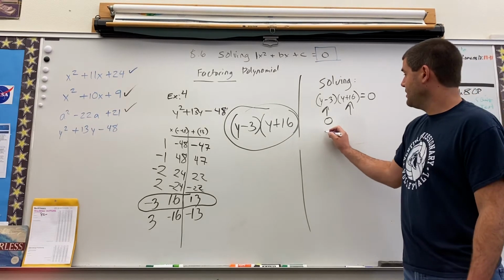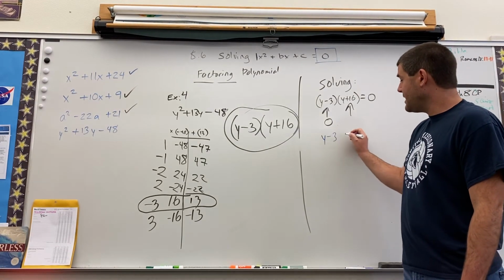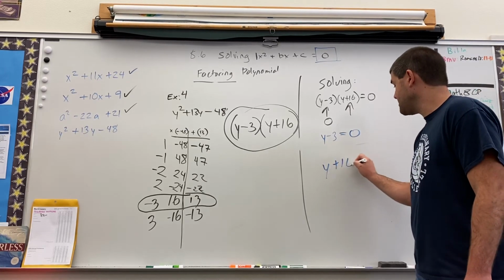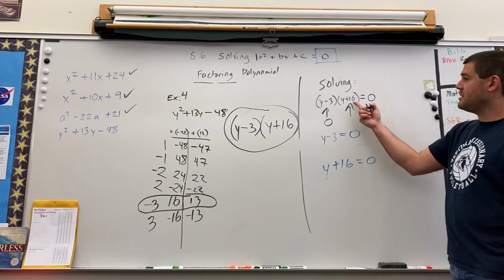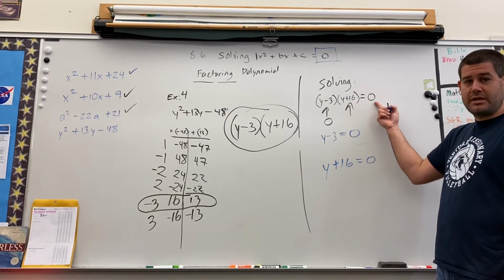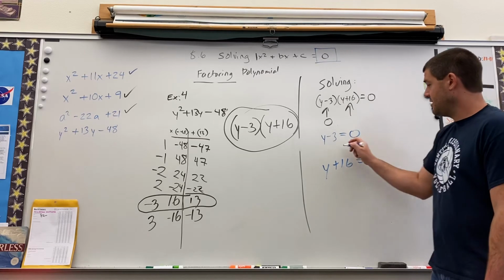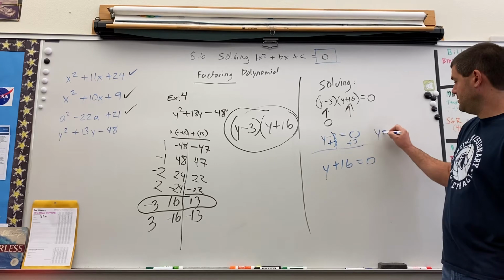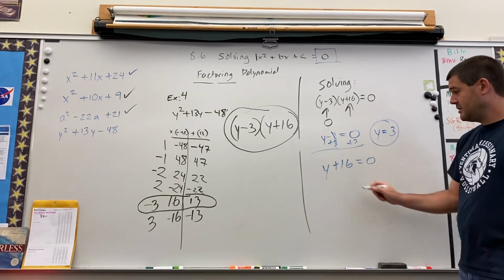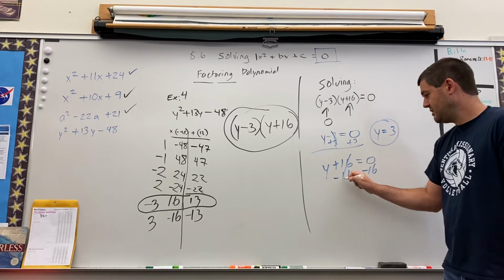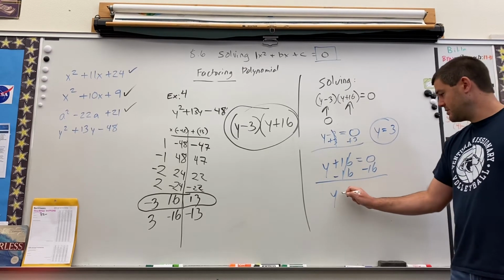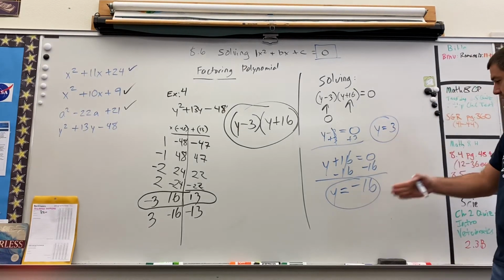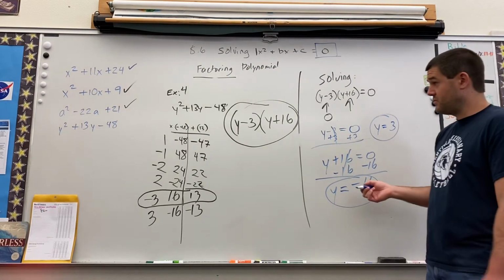So I need to find out what makes y minus 3 equal to 0. I also need to find out what makes y plus 16 equal to 0. So you take each of these parts and set it equal to this number right here. And that's how you find your answers. So then you just do your algebra that you're all professionals at. y equals 3 is one answer. Subtract by 16. Again, this does get harder, but you get the idea. So y equals 3 and y equals negative 16 are your answers for this.